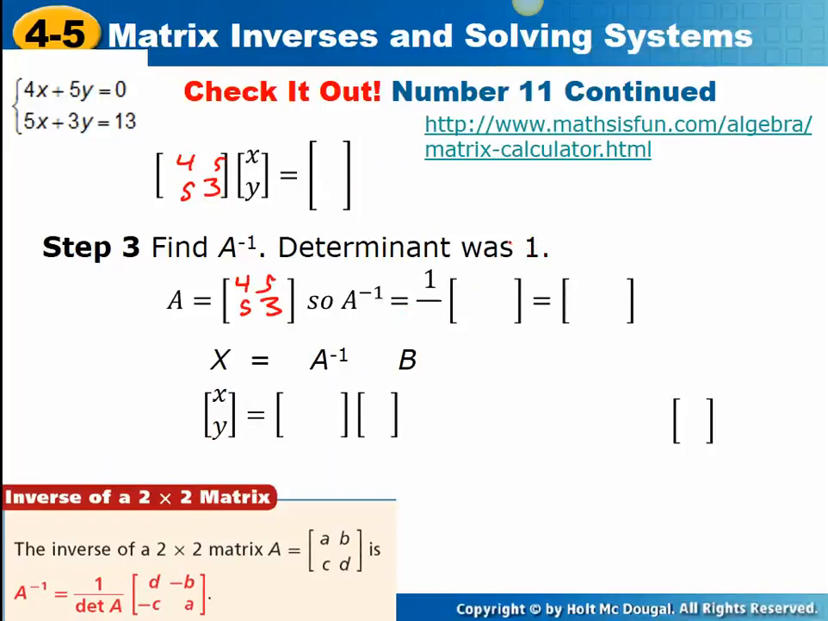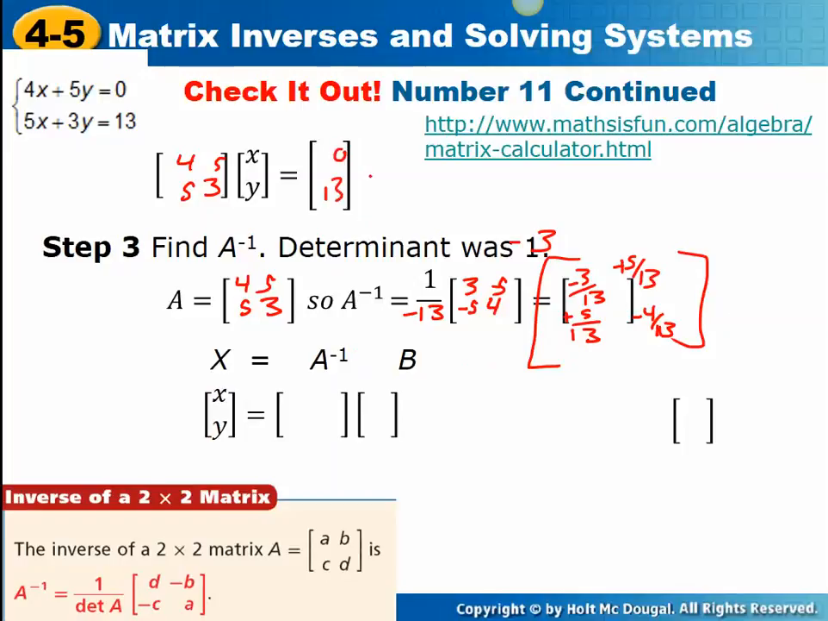And I know the determinant was negative 13. I was supposed to switch the 3 and the 4 and have opposite signs on these two. And I completely forgot about that, worrying about multiplying by -1/13. So make sure you go back and fix that. This would be +5/13 because a negative times negative is positive, and this would be -4. And then that would be multiplied by b, which was 0, 13. I didn't change that, that's not wrong.